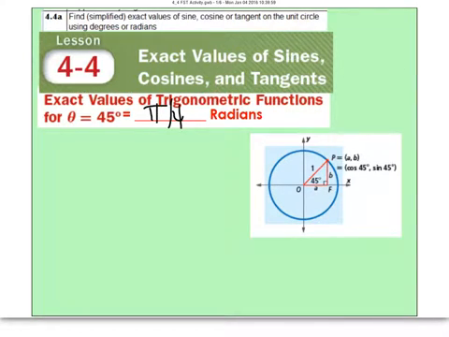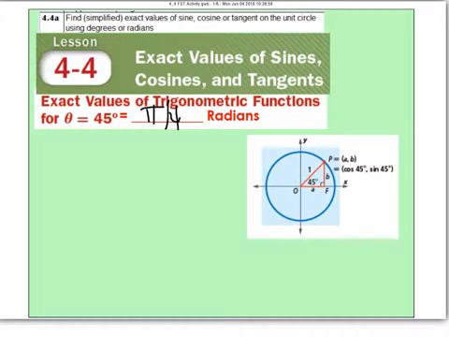Now, we know the approximate values on the unit circle for pi over 4 or 45 degrees right here are going to be 0.707 and 0.707. But we need to get away from approximate and get to exact. So to do that, we have to be somewhat creative.